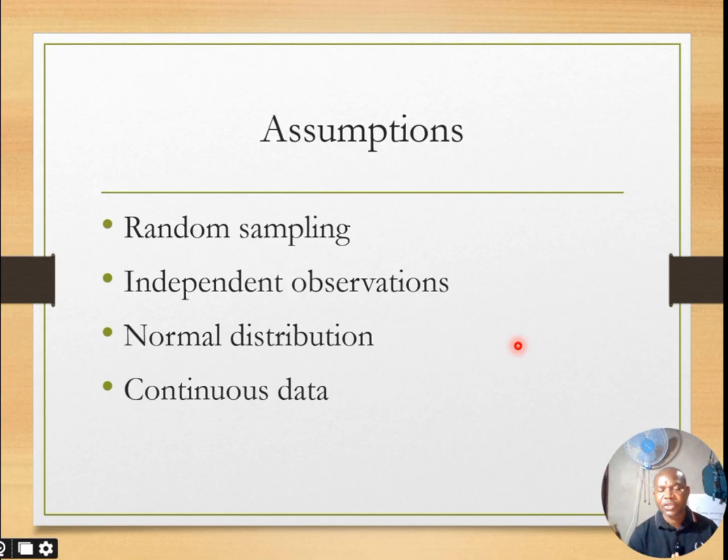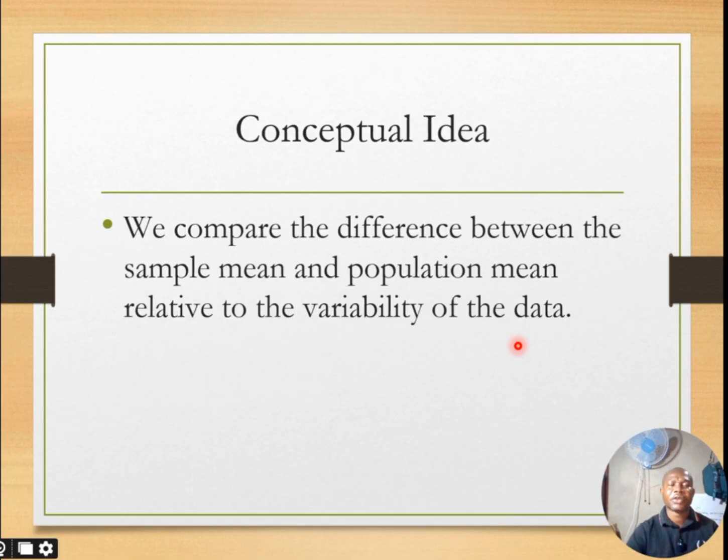Okay, so what are the assumptions for our one sample t-test? It's the same assumptions as for student t-tests generally. Our sample is randomly obtained, there are independent observations, our data set is normally distributed, and we are dealing with continuous data. Good.